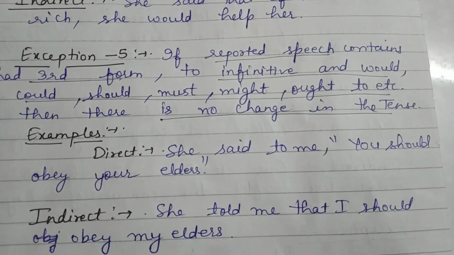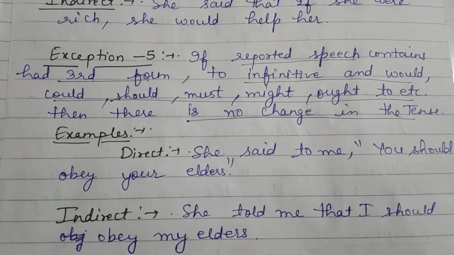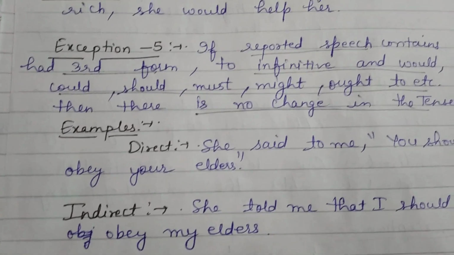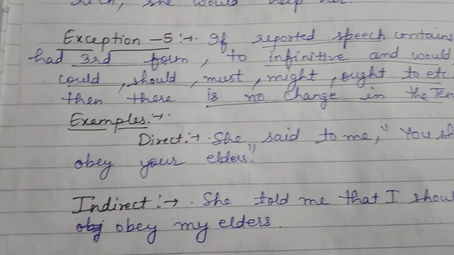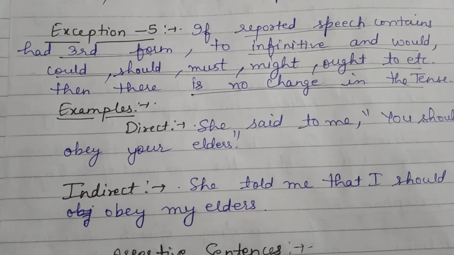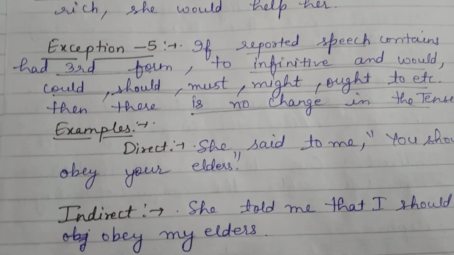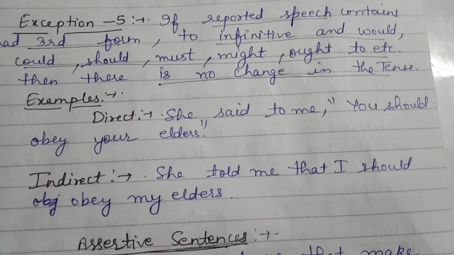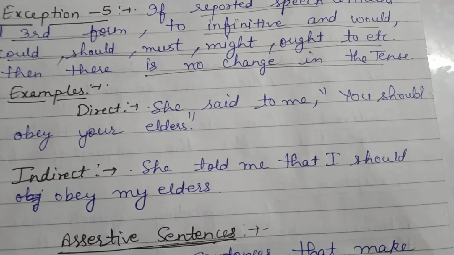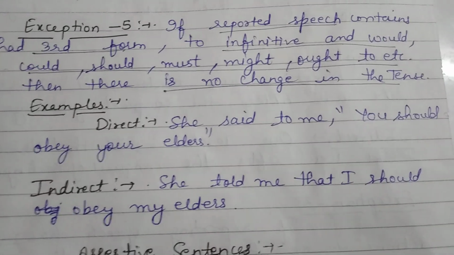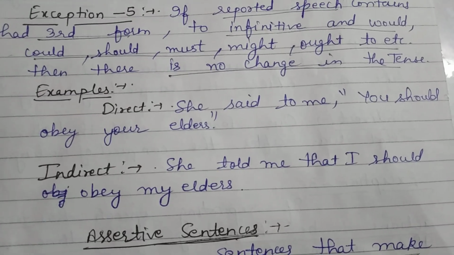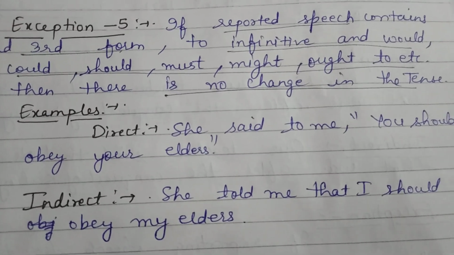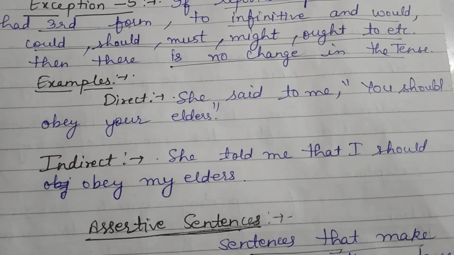Now exception number 5: if reporting speech contains had, third form, to infinitive, would, could, should, must, might, ought, etc., then there is no change in the tense. Okay. For example, she said to me, you should obey your elders. When it becomes indirect speech, it becomes: she told me that I should obey my elders. There is no change in the tense. Okay.